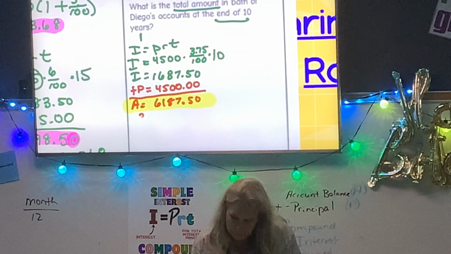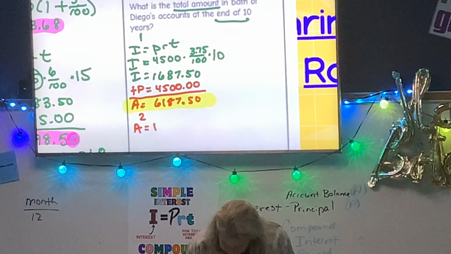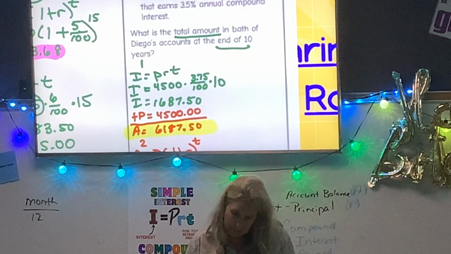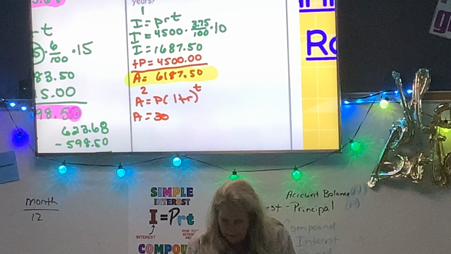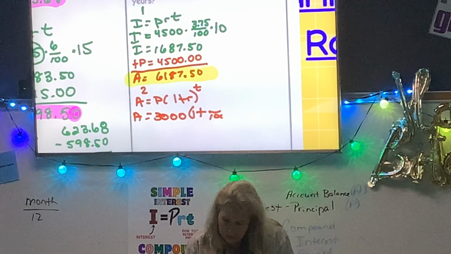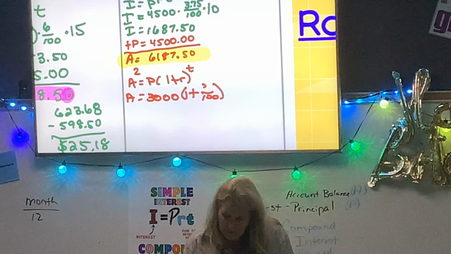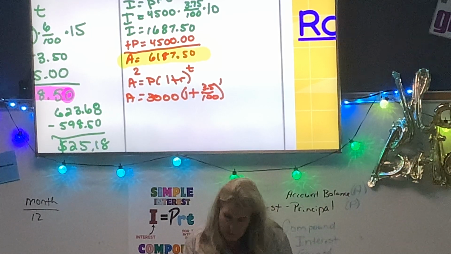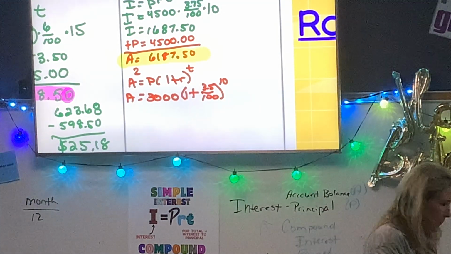Now we have account 2. And of course it's compound. He is depositing 3,000, so that's my P, my starting or my initial amount. It has a 3.5% rate. And of course, it's also 10 years, and don't forget, that is always an exponent.